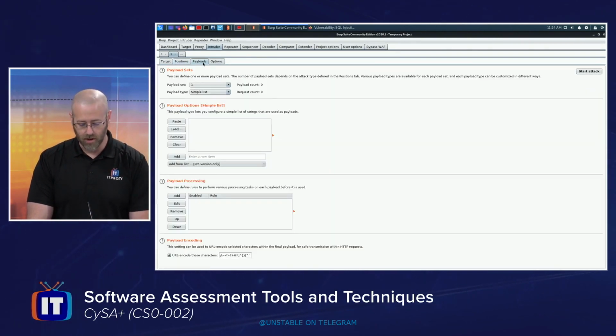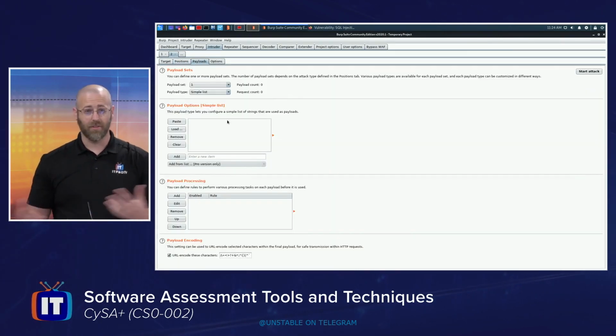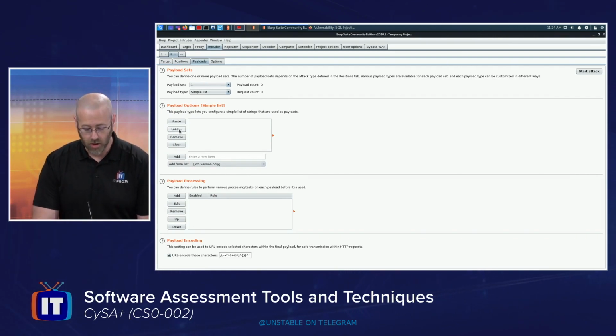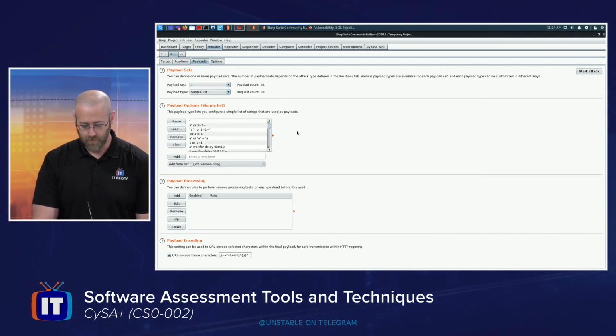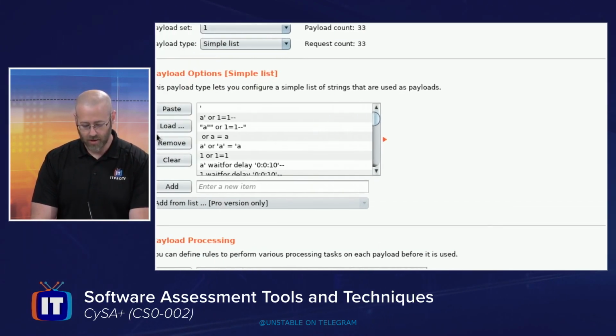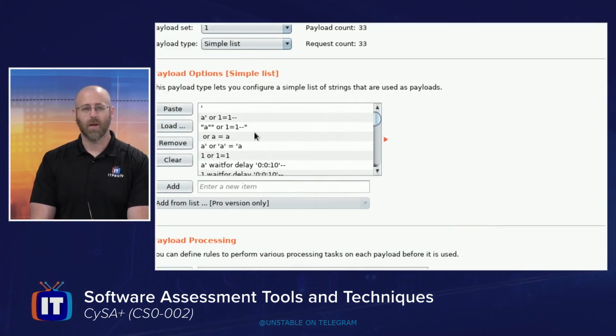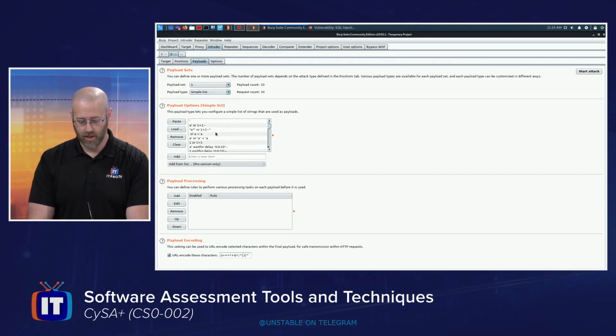I'm going to go to payloads and I'm going to add a payload. I have a file that has some SQL injection payloads that I can use. So I'm going to go down here to payload options and hit load, and then choose my file, which is this burp SQL injection small, and hit open. You'll notice that now populates that list with possible SQL injections, right? From there, I should be good to go. I'll hit the start attack button.